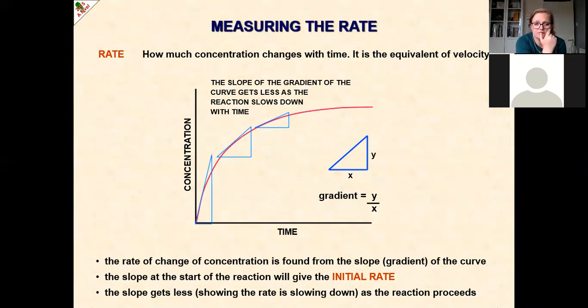So what we can do is the rate of change of concentration is found from the slope, the gradient of the curve. The slope at the start of the reaction will give the initial rate, and then as the slope gets less, it shows the rate is slowing down as the reaction proceeds. So actually we'd have our initial rate of reaction, and then we'd have a final rate of reaction, so we can show that it's changing as we're going.